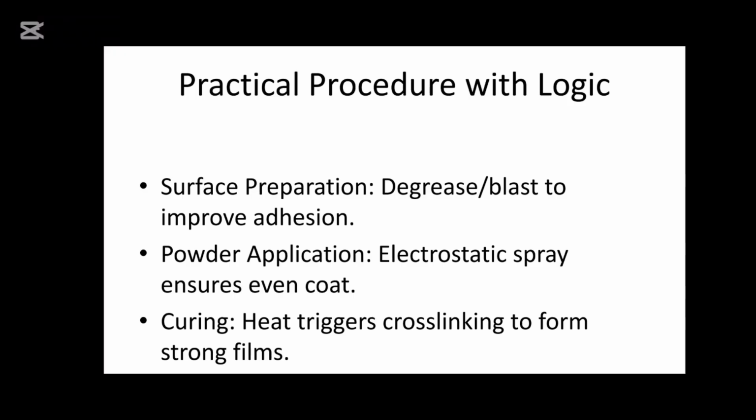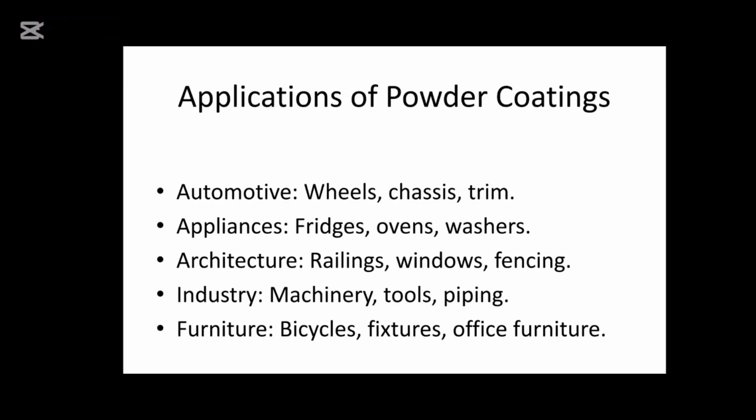Applications of powder coatings. In automotive: wheels, chassis, trim. Appliances: fridges, ovens, washers. Architecture: railings, windows, fencing. Industry: machinery, tools, piping. Furniture: bicycles, fixtures, office furniture, and everything. All of these, appliances, automotive, architecture, industry, machinery, are made using powder coatings.